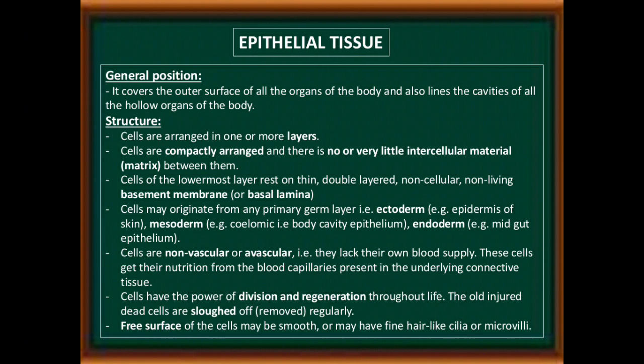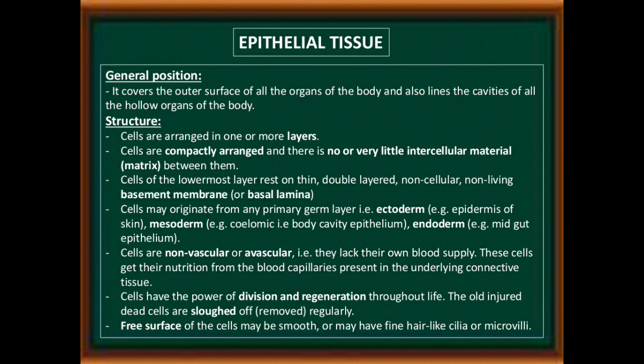Cells may originate from any primary germ layer, that is ectoderm, example epidermis of skin; mesoderm, that is coelomic cavity, body cavity epithelium; endoderm, that is midgut epithelium.